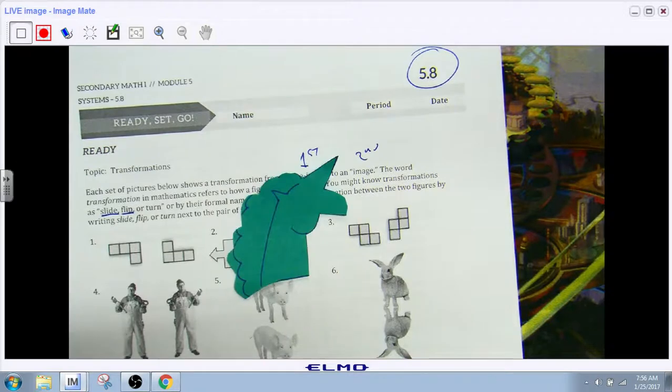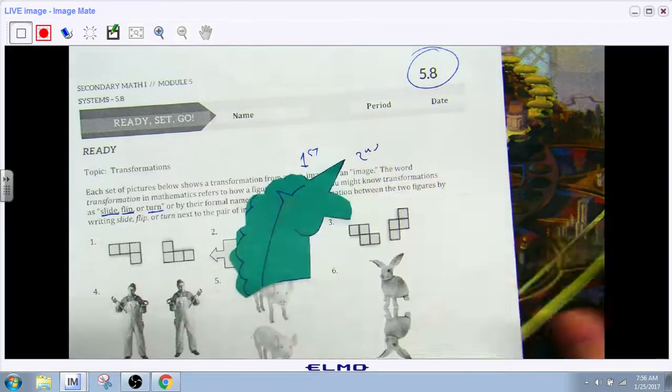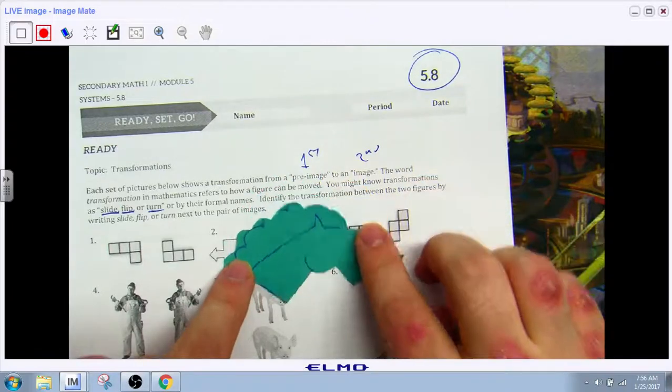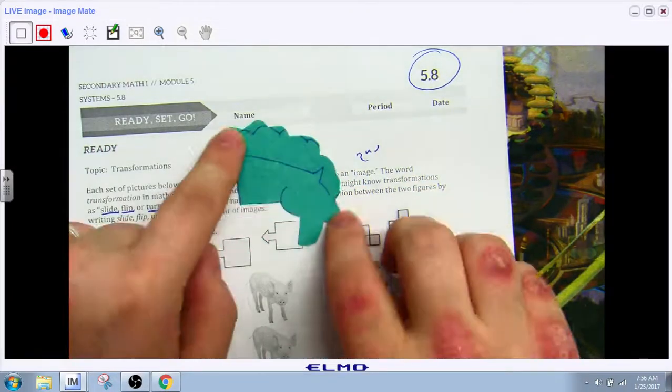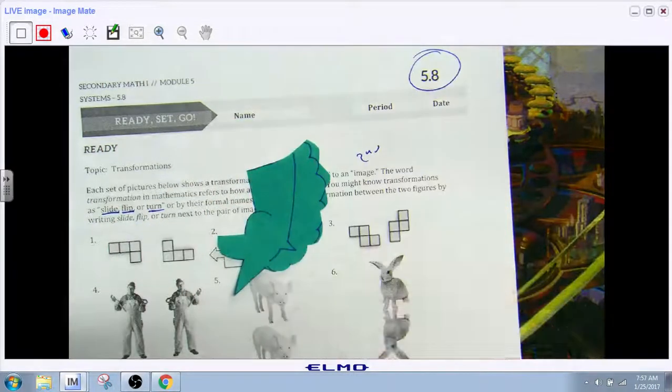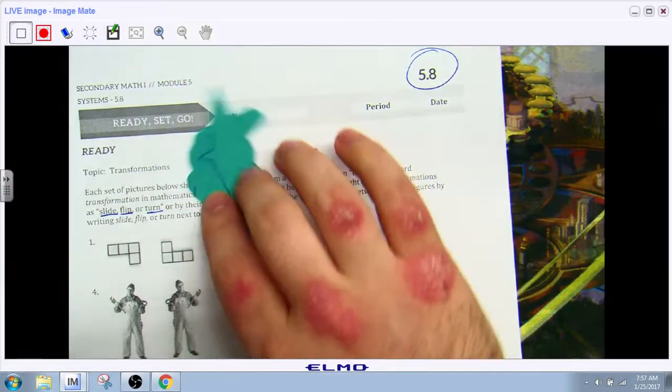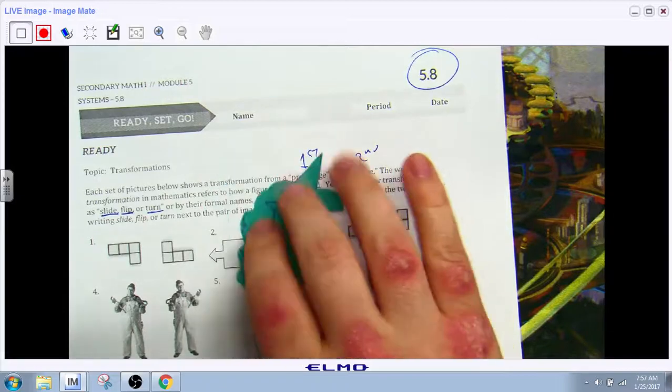And finally, we have turn. When we're doing a turn, this is literally a rotation. So now Charlie is heading down, now Charlie is heading this way, now Charlie is heading up. And it's all done just by keeping it and sliding it around on the paper.